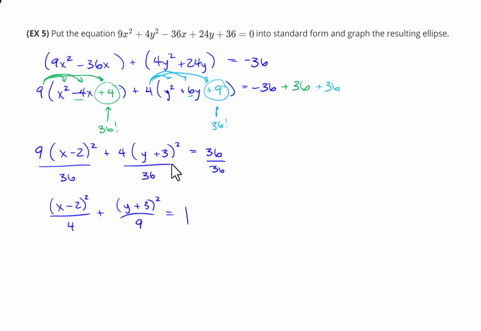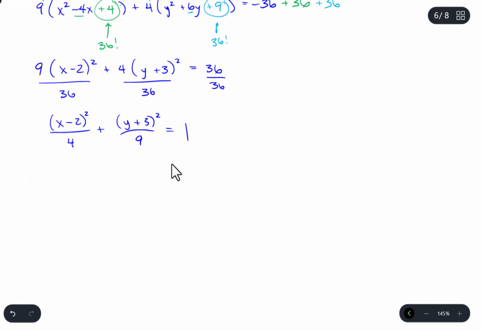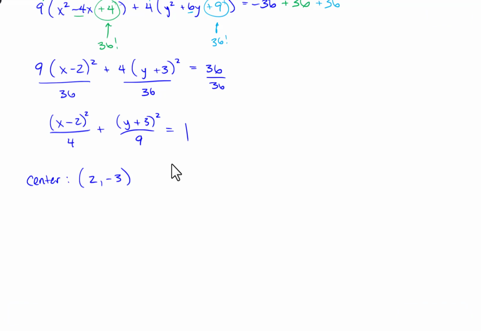So now I can go through and identify important pieces of my ellipse. So for instance, the easiest thing is the center. You just read the center from the values inside the squared terms, taking care to make sure you use the negative of those values. So x minus 2 gives me an x coordinate of positive 2, y plus 3 gives me a negative 3.